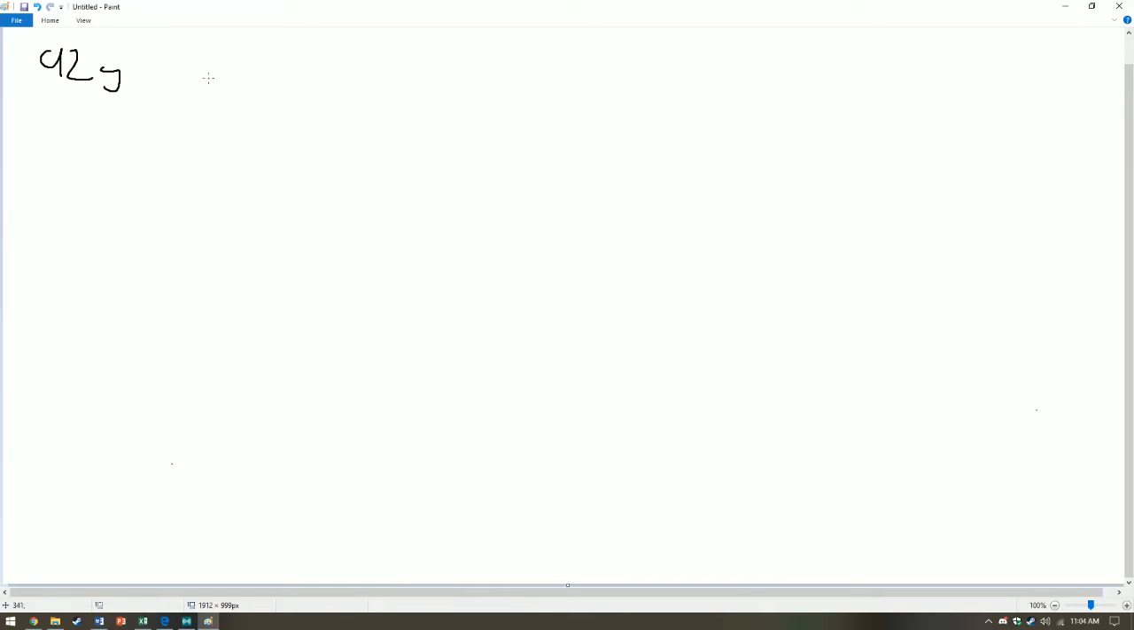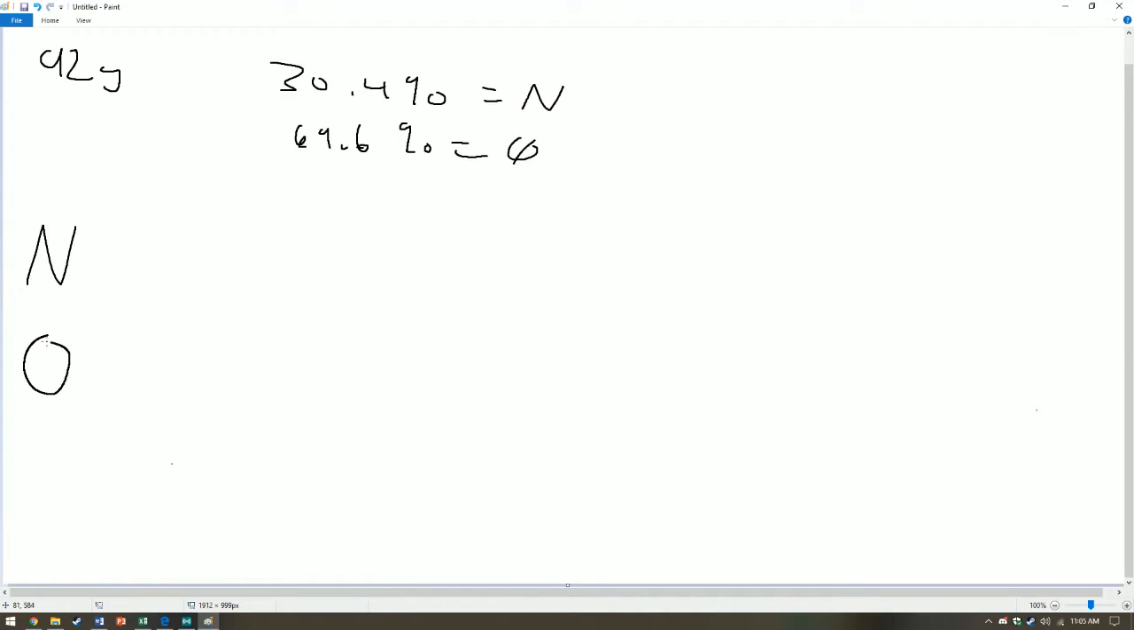And we know that of that 92 grams, by mass, 30.4% of it is nitrogen, and the other 69.6% is oxygen, since we know that there's only nitrogen and oxygen in this compound. So let's take 30% of the 92 grams, and that would be the mass of nitrogen in the sample. Generally I like to separate each element out, so I work out N in one row and O in another row.